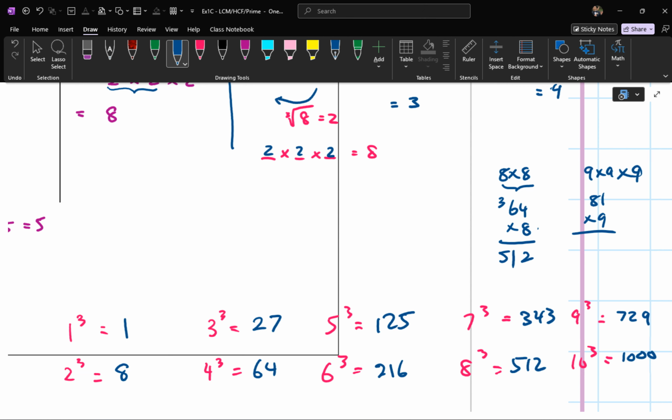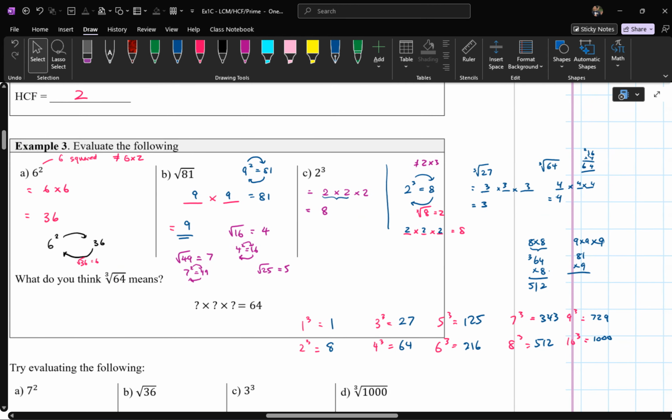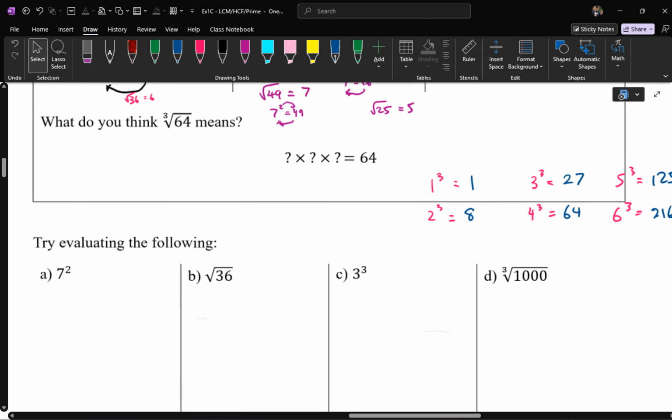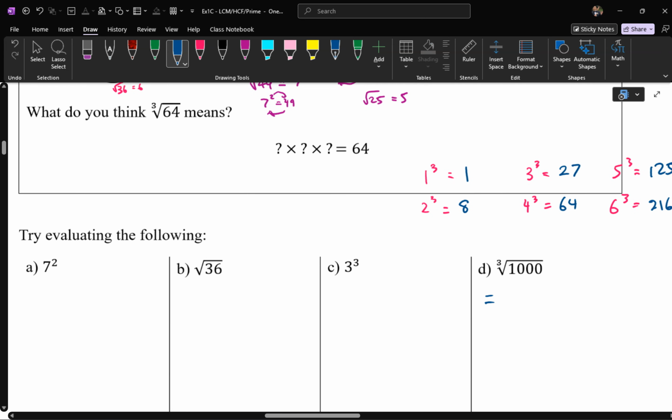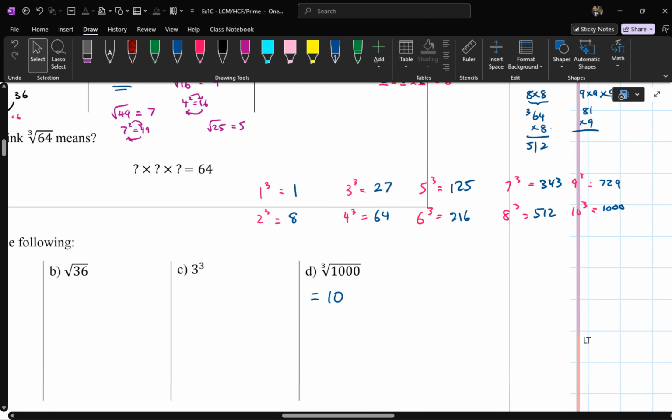Those are useful numbers to help you calculate cube roots. See, now that you got that list, you can answer the questions below. D. Cube root of what will give you 1,000? 10, because you got the list there. So if you want 1,000 cube, that means cube root of 1,000 must be 10.